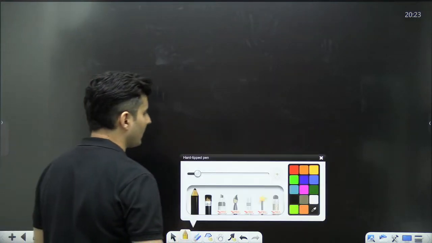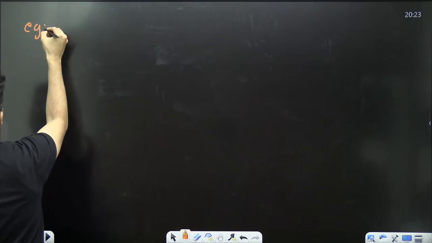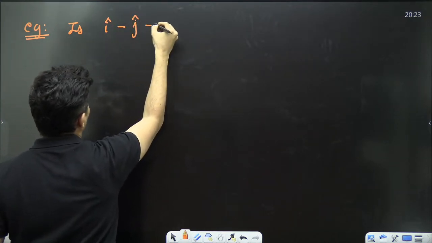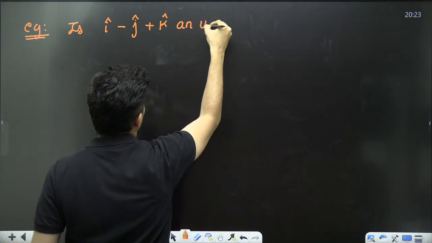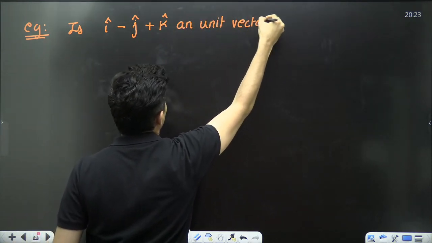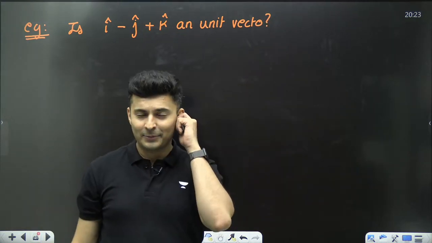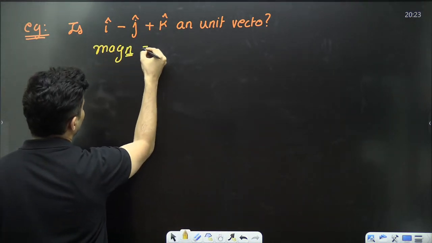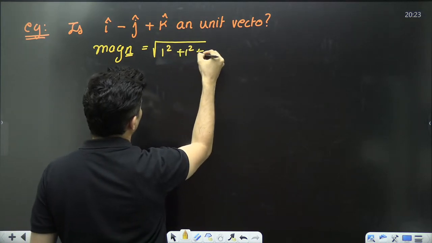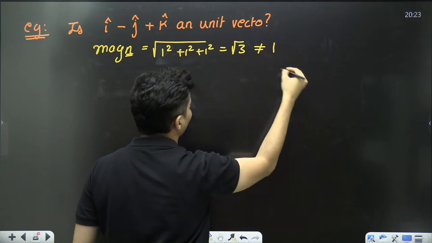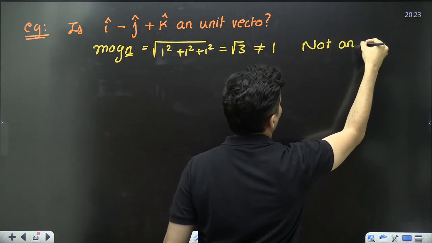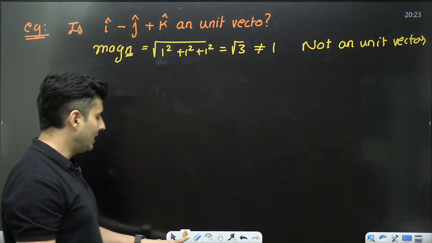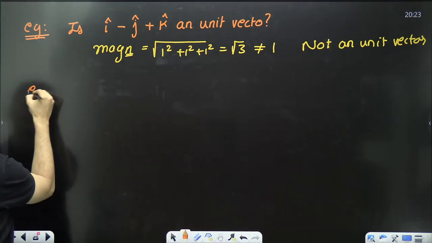Another question, guys, coming up on your screen. Okay, let's see if you guys can solve this. Is I cap minus J cap plus K cap a unit vector? That's the question, guys. Come on, figure this out. Is it a unit vector? Just find the magnitude of it. What will be the magnitude of that, guys? It will be root of 1 square plus 1 square plus 1 square, which is root 3, which is not 1. Hence, it is definitely not a unit vector. Very good. Excellent.